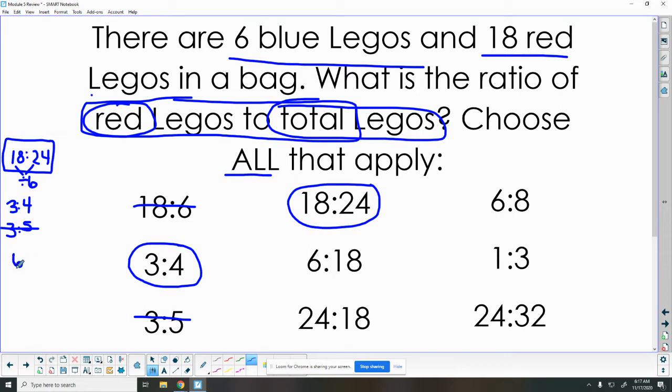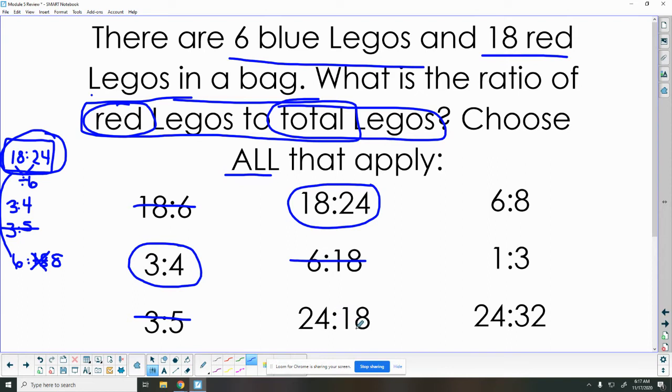We've got 6 and 18 here. So remember, we're always coming back to what we know. So how do I get from 18 to 6? Well, I would divide by 3, but 24 divided by 3 is 8. So this would need to be 8, not 18. So 18 doesn't work there.